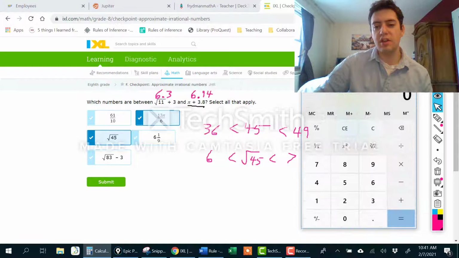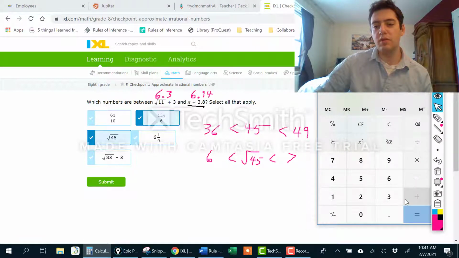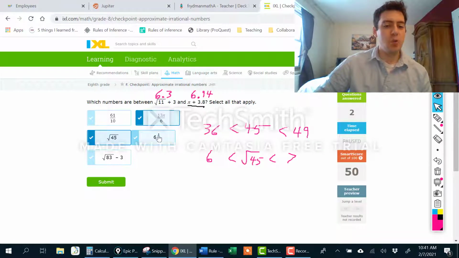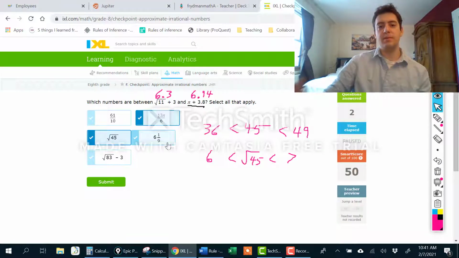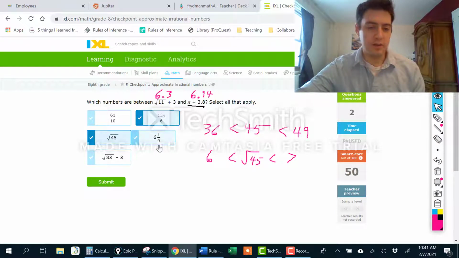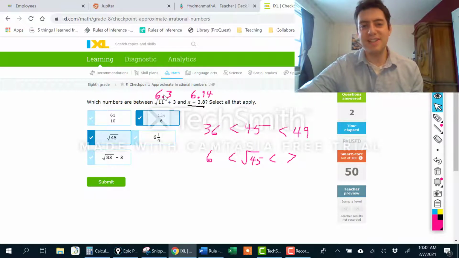And we could just check that with a calculator. The square root of 45 is 6.7, which is between these two numbers. Now 6 and 1/9. You shouldn't need a calculator for this because 1/9 is just going to be 0.1 repeating, right? So 6 and 1/9 would be 6.1 repeating, which is still less than 6.3. So this would not be in between these two numbers.